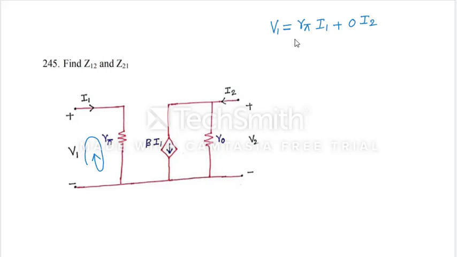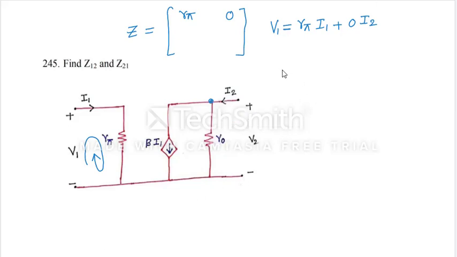So this is the standard form of the Z parameter equations. Now here, from this Z matrix we can say this as what? R pi is Z11, this is Z12. Next we can do the KCL at this node. Tell me the KCL at this node.